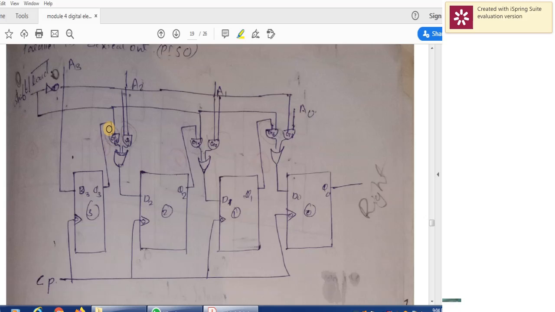So what will happen? If this is 0, then automatically this is 0, and here also 0, and here also 0. But this is connected to 1. That means for G1 there are 2 inputs. So this is 1, and another one is A2. So 1 into A2, the A2 will be coming here. So here it will be 0. So OR gate means 0 plus A2, A2 will be here.